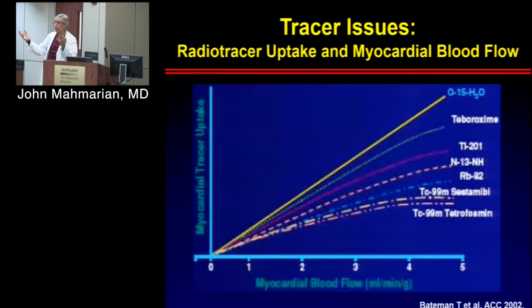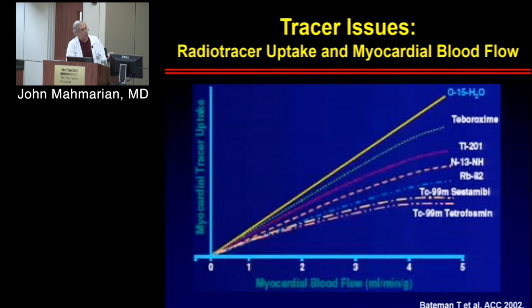But then you have the tracers themselves. Their uptake, unfortunately, is not linear to blood flow. Okay? So you take something like O15 water, which is a PET imaging agent. It absolutely is linear across all blood flows. So if blood flow increases 5-fold, you'll see 5 times as many counts with O15 water.